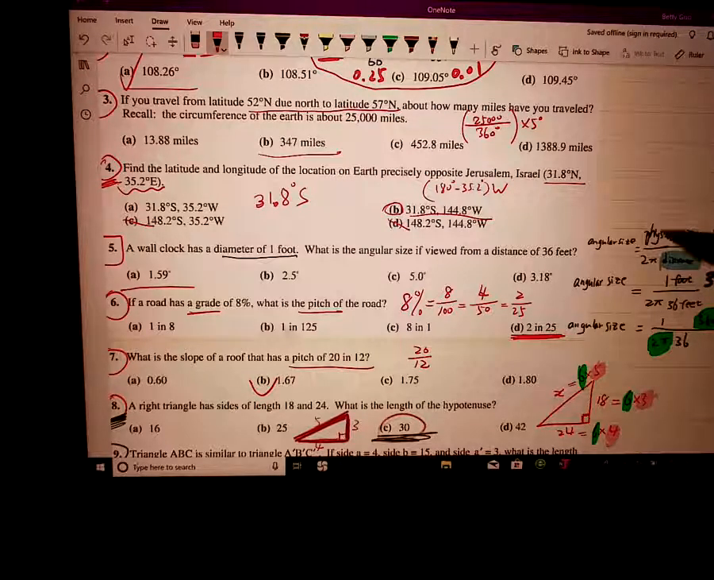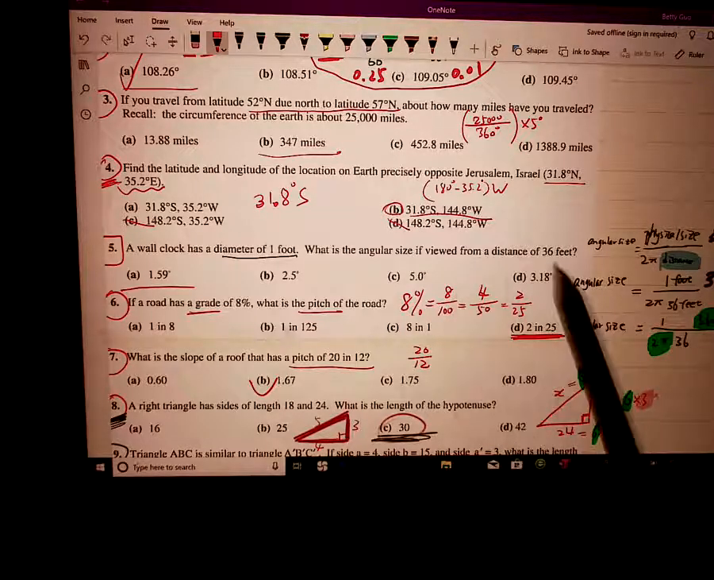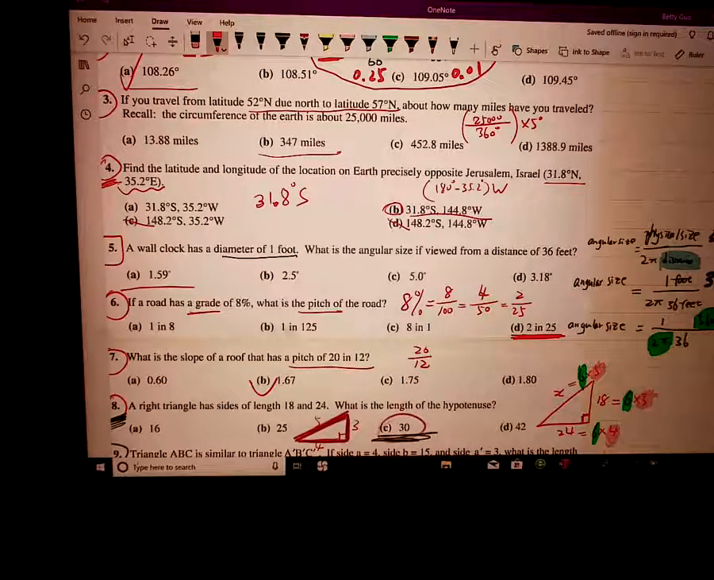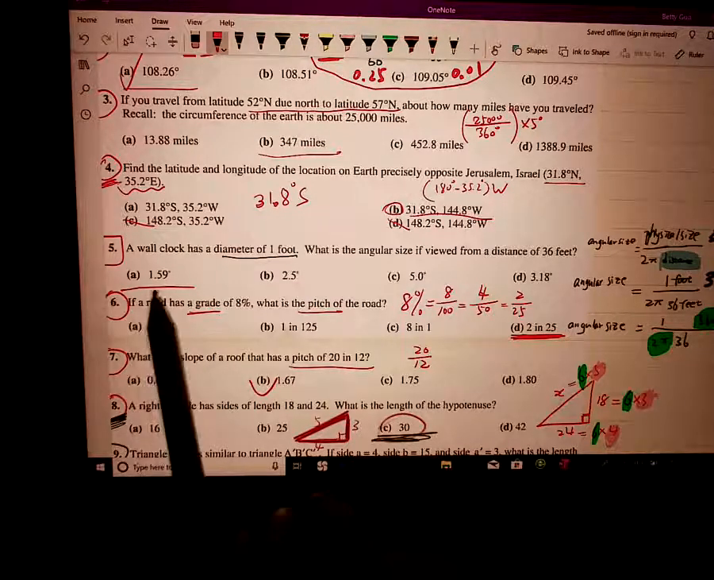Okay, what's the physical size? 1 foot. 360 degrees, just copy it. Denominator 2 pi, copy it. What's the distance? Distance is 36 feet. So you're going to plug in everything here and do the calculation. And you would have the angular size actually is 1.59 degrees.